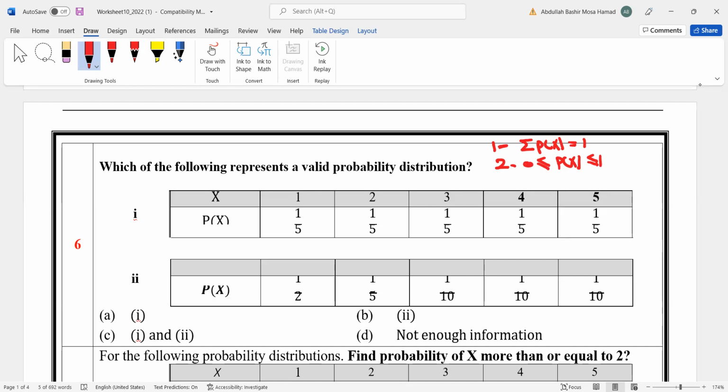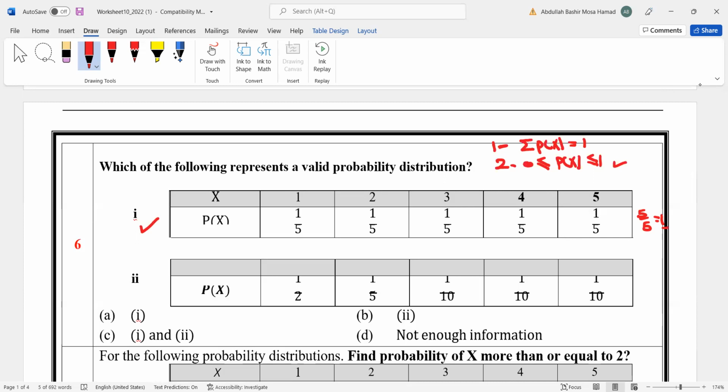So the second condition is satisfied, and we need to check the first condition, the summation of P of X. 1 over 5 plus 1 over 5 plus 1 over 5 plus 1 over 5 plus 1 over 5 is 5 over 5. 5 over 5 equals 1. So yes, it is a valid discrete probability distribution.